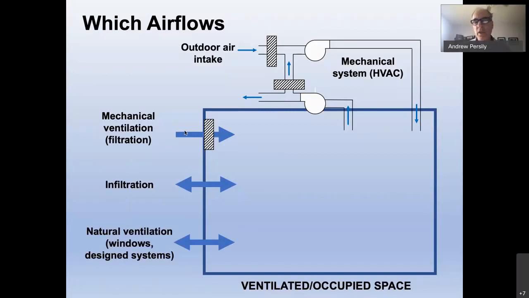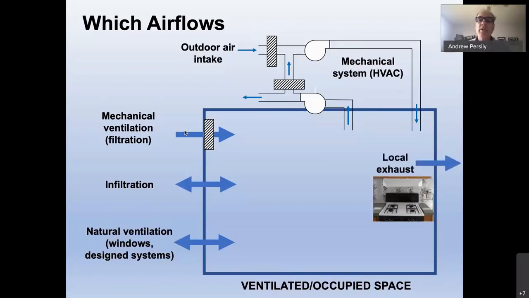Natural ventilation is airflow into and out of a building. It's also like infiltration, it's driven by weather and the operation of certain appliances and equipment in the building. But natural ventilation occurs through intentional openings, like windows or more elaborate designed natural ventilation systems.